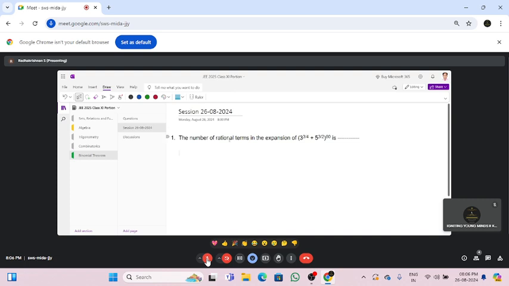The number of rational terms in the expansion of (3^(3/4) + 5^(3/2)) to the power 60 is what? Okay, what is a rational term? A rational number is of the form m by n, where m and n are integers. It should not have things like square root of 2, square root of 3, or 3 power 1 by 3. If you have terms like that, they are not rational terms. Okay, so first let's write down the expansion.